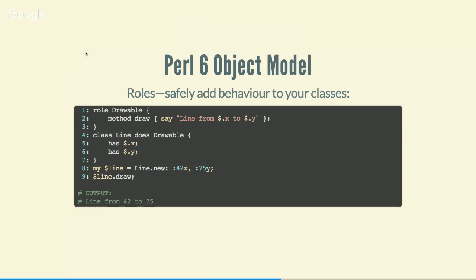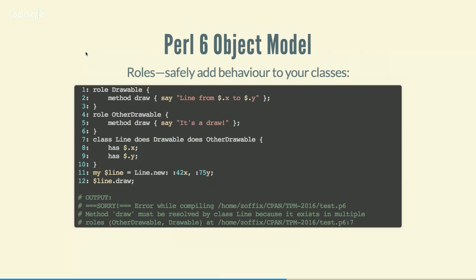So here we have a role that provides method draw. On line number 4, we compose it into class line, and then you can see on line number 9 we can call method draw and it will do something. Roles usually add behavior to your classes, while you would use a subclass to actually change your original class.